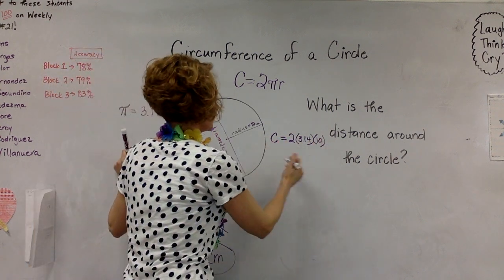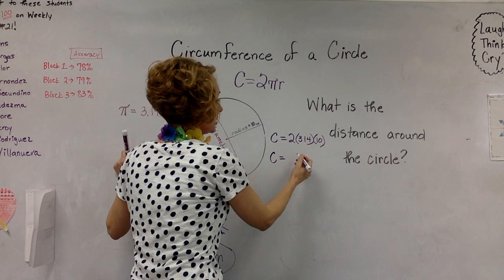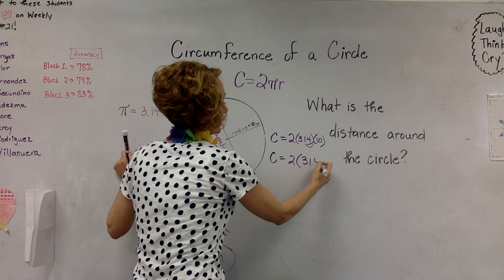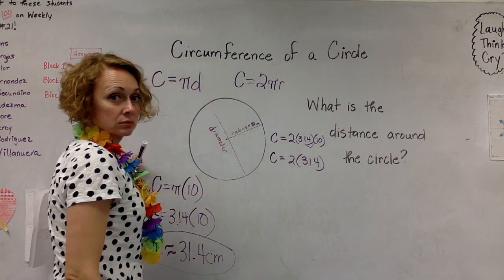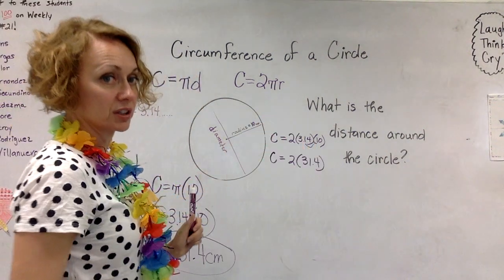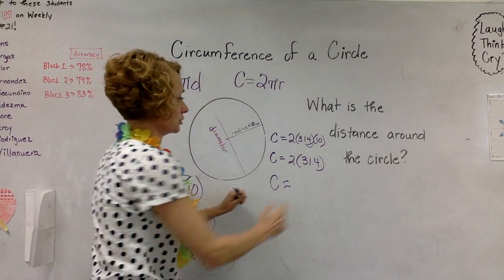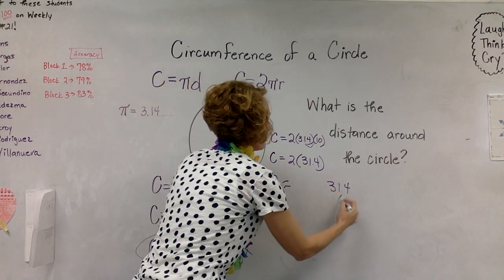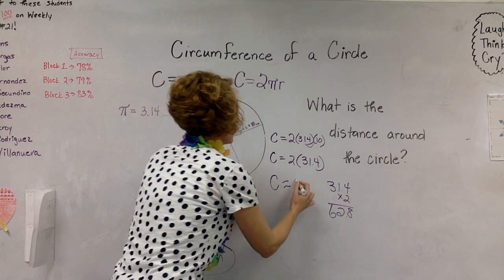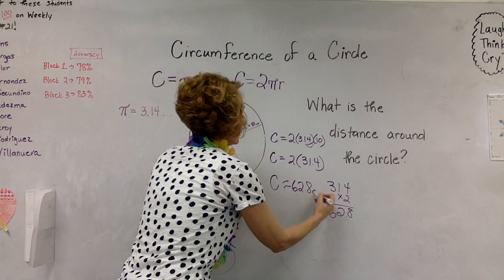I'm going to simplify this out by working it out. So I know that 3.14 times 10, I'm going to work this out first, was 31.4, and I brought my 2 down. So I'm using associative property because I can group those 2 numbers together by multiplying those. So C is approximately equal to whatever 31.4 times 2 is. And that would give me approximately 62.8 centimeters.